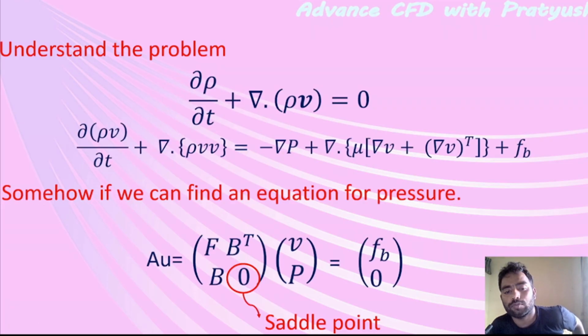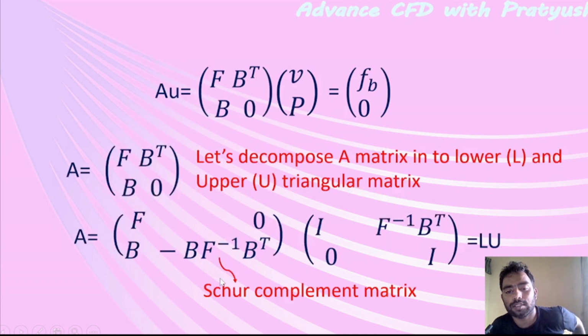So what we can do, we can find an equation for pressure using some modifications. Okay, so what is the modification? We can decompose this A matrix, that is [F, B transpose; B, 0], into the lower triangular matrix form and upper triangular matrix form. So this A can be written as [F, 0; B, I] times [I, F inverse B^T; 0, I].